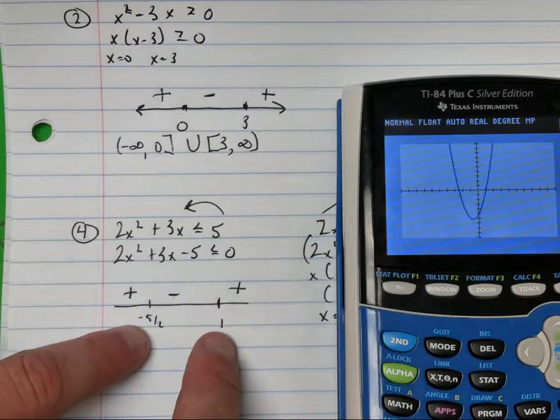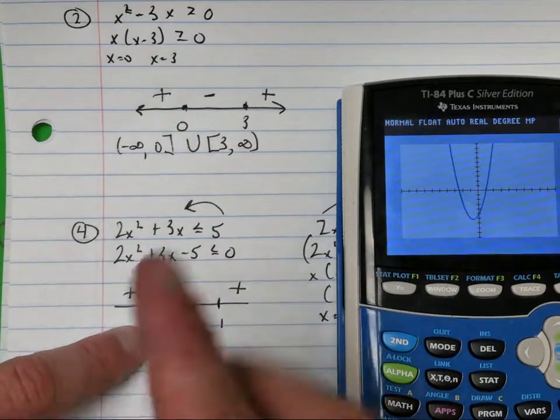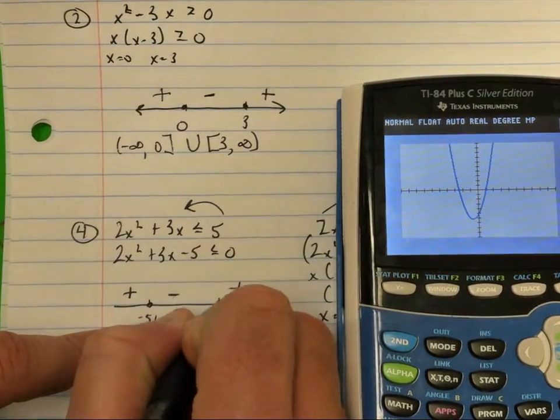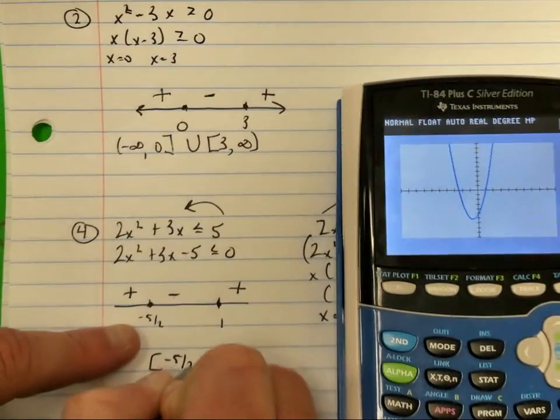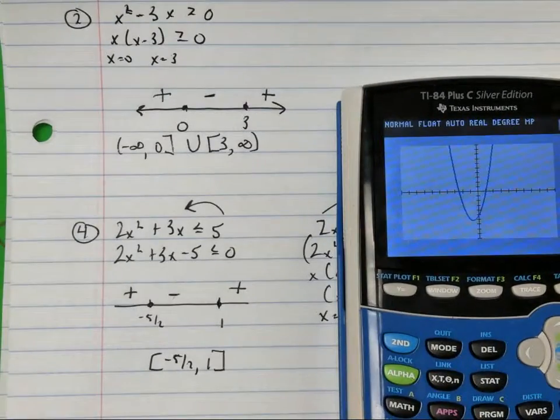Will we include them? It says less than or equal to 0. These two numbers make it 0, so yes, we would include those. So it's negative 5 halves to 1 is my answer. The interval negative 5 halves to 1.